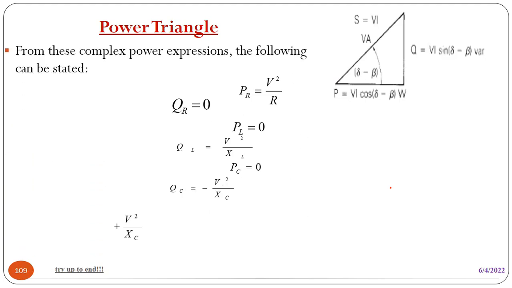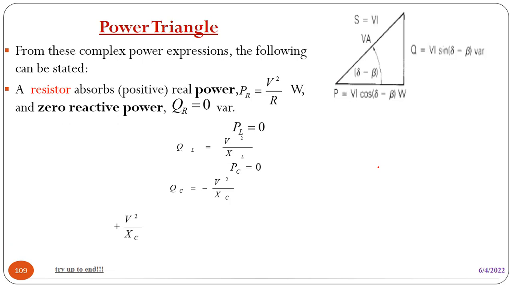The other one is the power triangle. From the complex power expansion, the following can be stated. A resistor absorbs positive real power, which is the square of the voltage over the resistance, measured in watts, and zero reactive power.